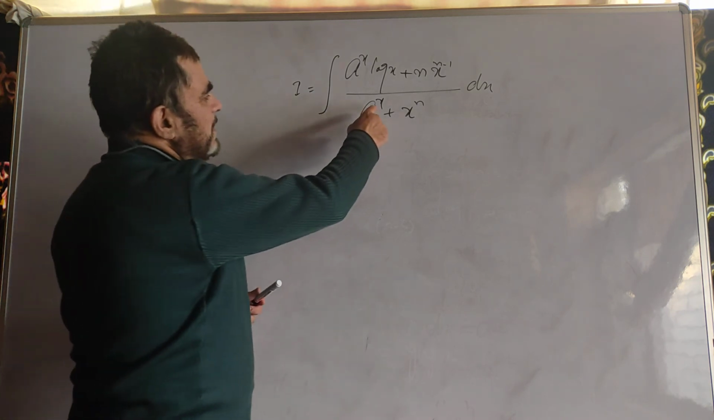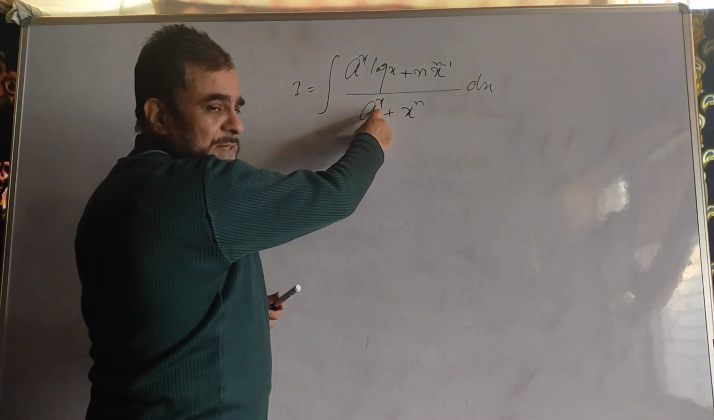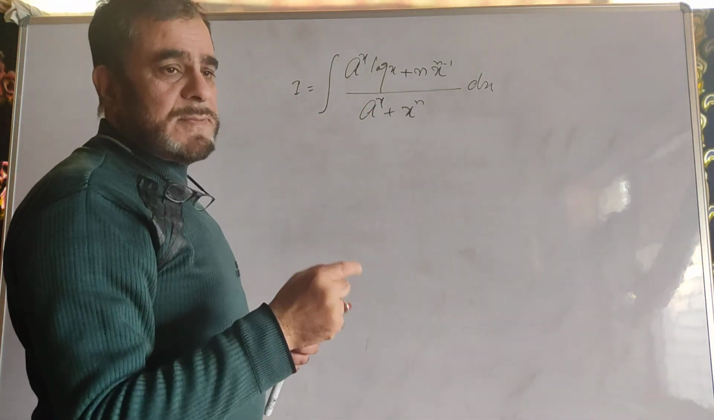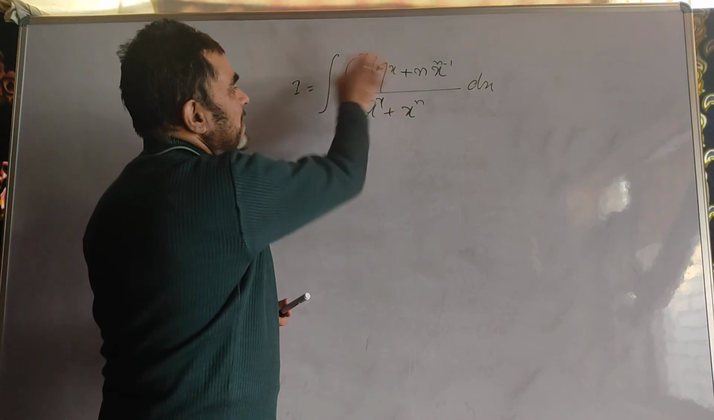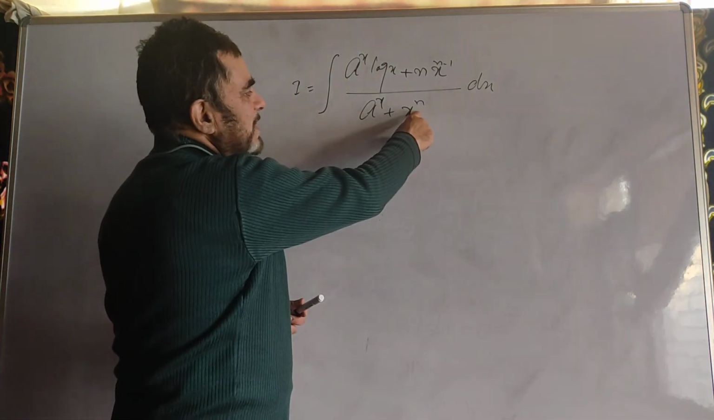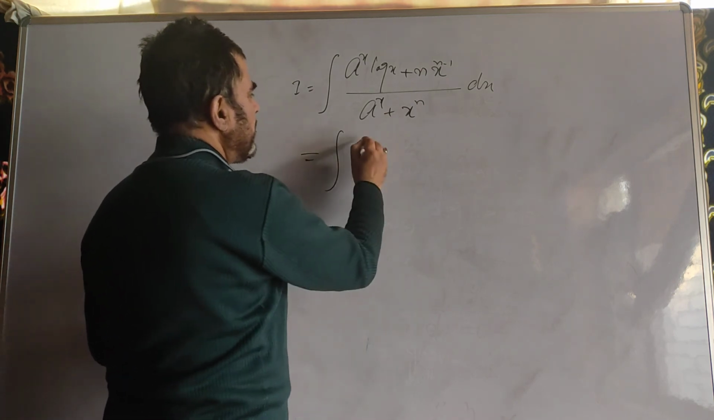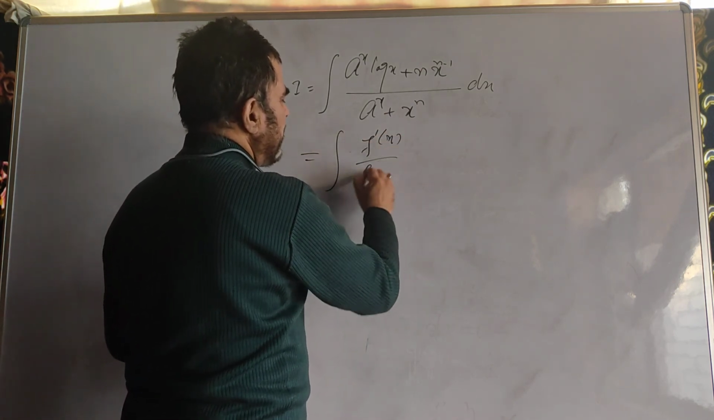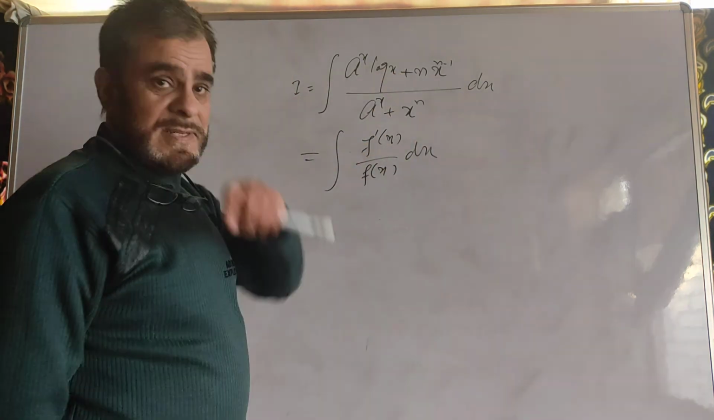You see, if I differentiate a raised power x, what is this? The exponential function a raised power x, its derivative is a raised power x into log a. So the derivative of this is simply this. If I differentiate x raised power n, what is this? N x raised power n minus 1. It is simply like the integral of f dash x by fx dx. Your f dash x by fx, isn't this?